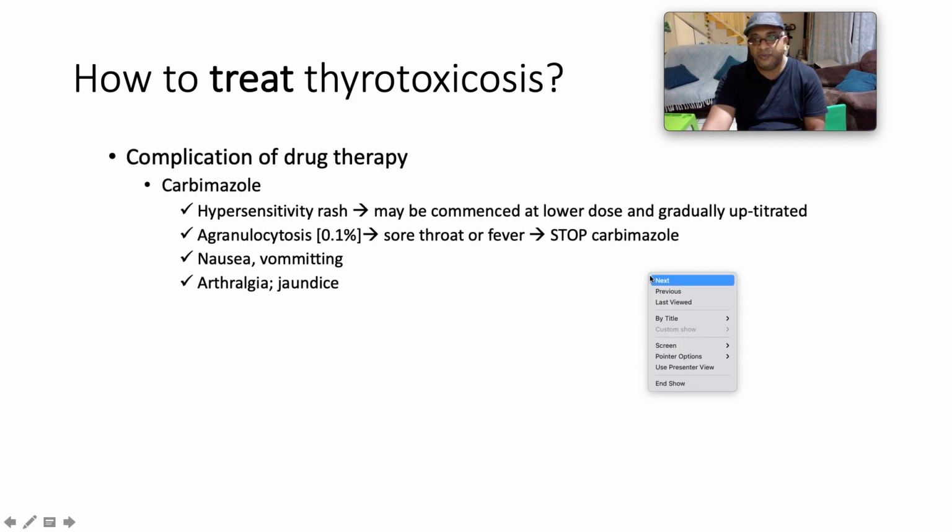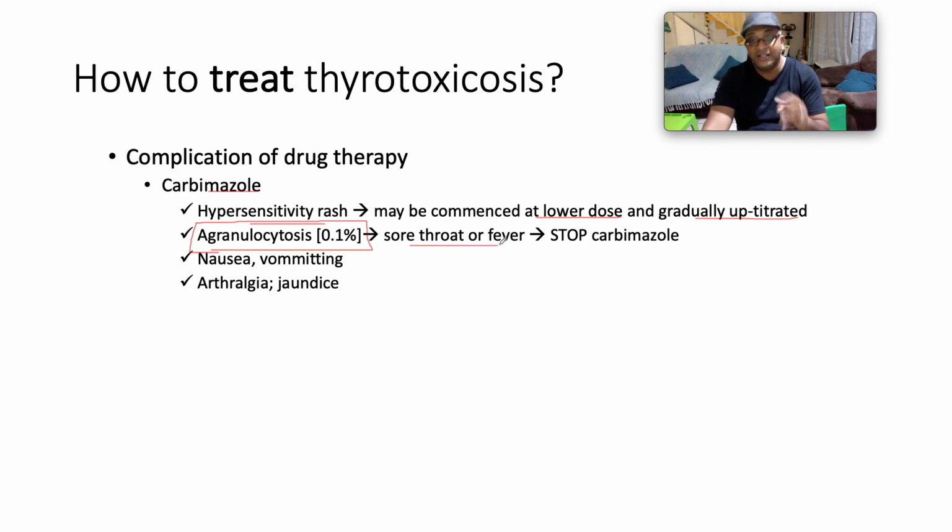Complications of drug therapy, okay. The more common ones with carbimazole is that there's a hypersensitivity rash, and to circumvent this, you may commence your carbimazole at a lower dose and gradually up-titrate it. Of course, agranulocytosis happens in 0.1% of patients on carbimazole. The patient complains of a sore throat or fever. You must do a full blood count. You're going to find that the patient has indeed agranulocytosis. Stop your carbimazole because the patient can develop life-threatening infection.